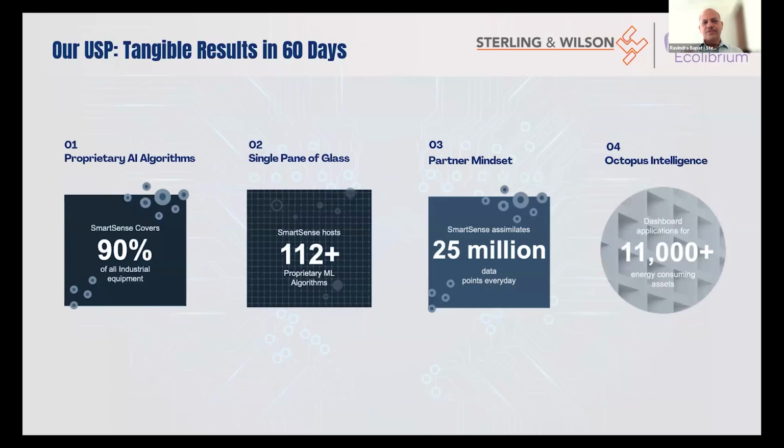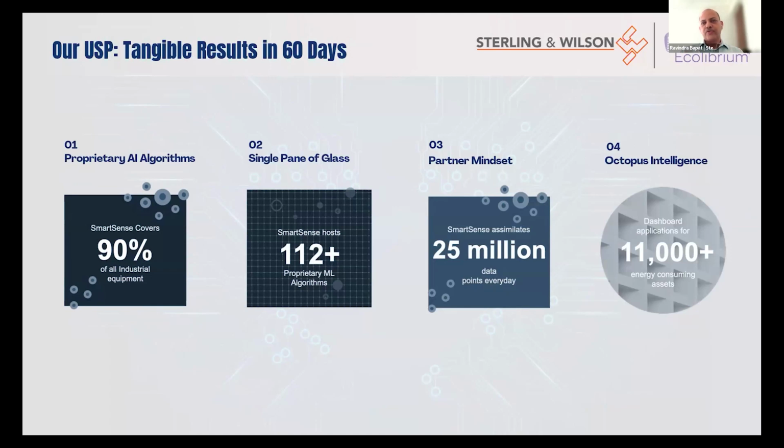So we call it a single pane of glass because you can monitor everything in your facility at one location, and almost 90% of the industry equipment is covered. It's a vendor agnostic platform, so we work with a variety of different chillers, generators, UPS, all the equipment which goes in a data center. It can work on that, and it's a partner mindset.